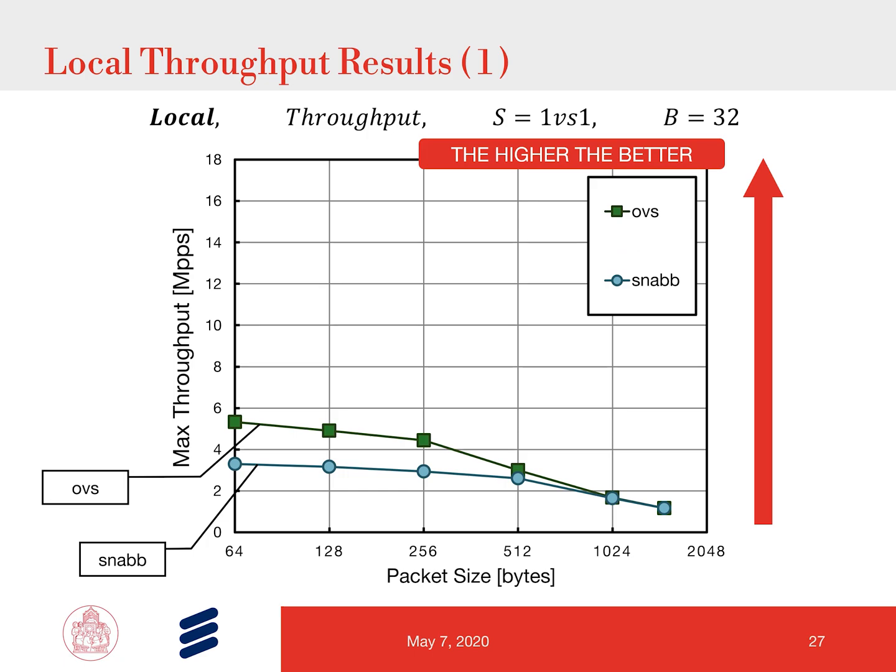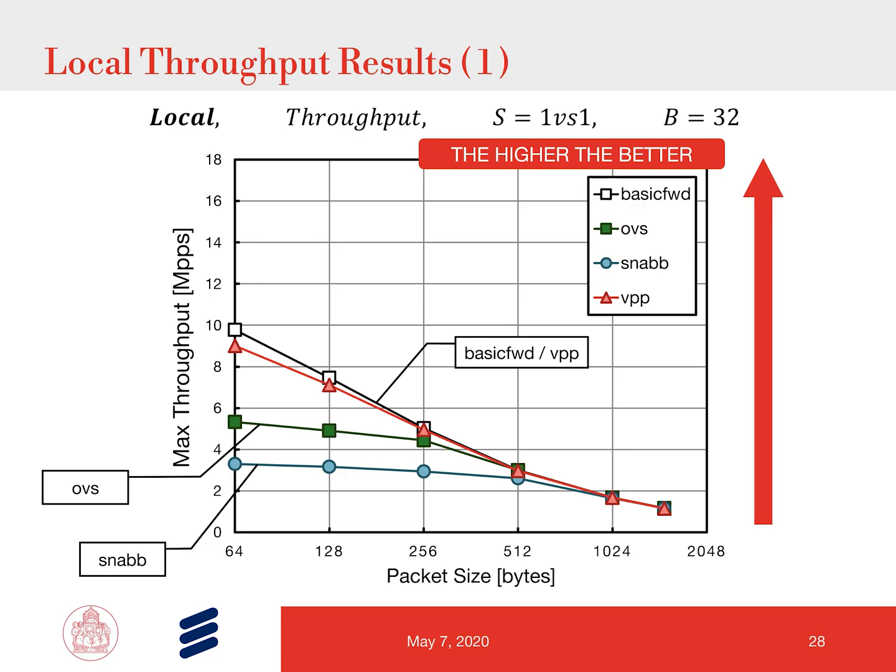Then we have OpenVSwitch, which is an open-source fully-fledged virtual switch. As we can see, for smaller packet sizes, its throughput in terms of millions of packets per second is higher than snap switch. But as we increase the size of each packet up to the maximum transmission unit of 1500 bytes, its performance is very similar to snap switch's.